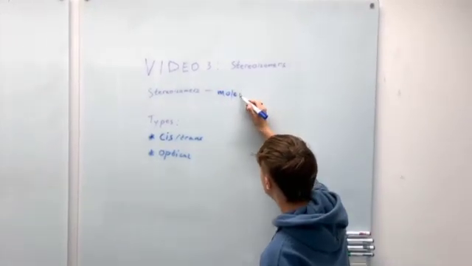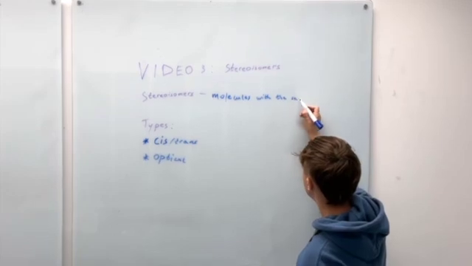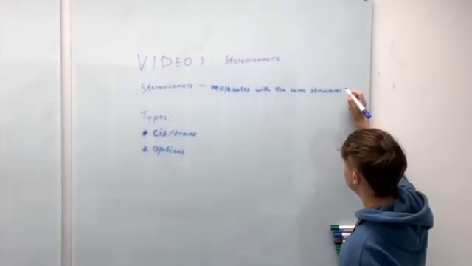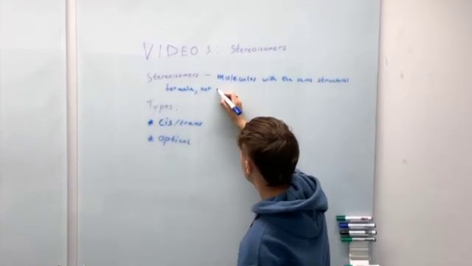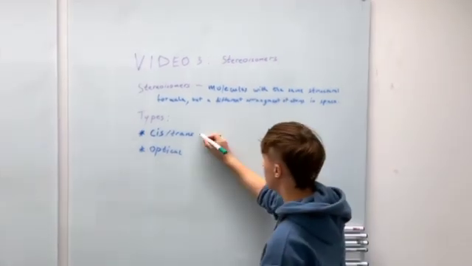Hello, this is part 3 of the transition metals topic, stereoisomers. Stereoisomers are molecules with the same structural formula but a different arrangement of atoms in space. There are several different types of stereoisomers.